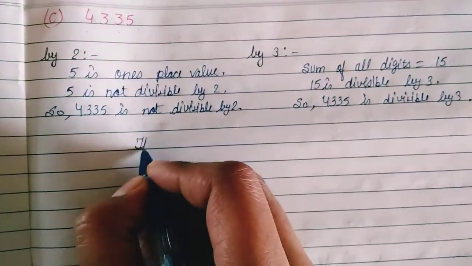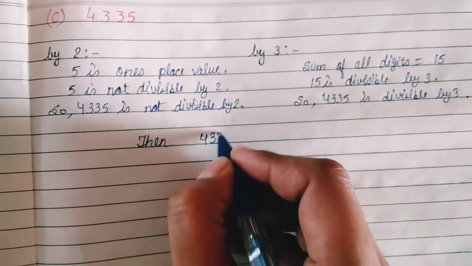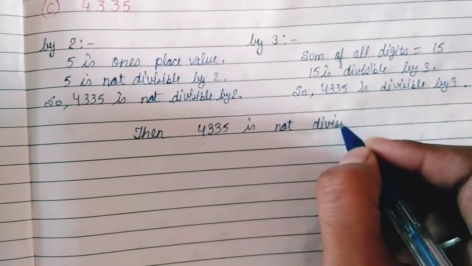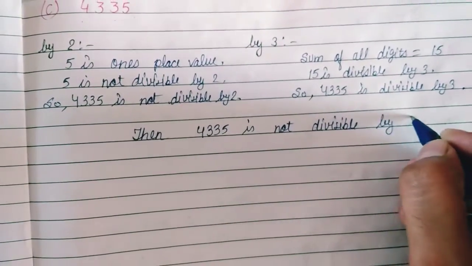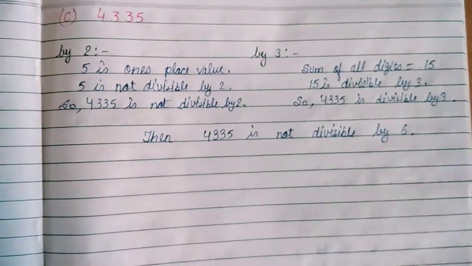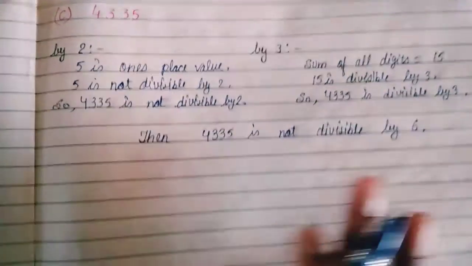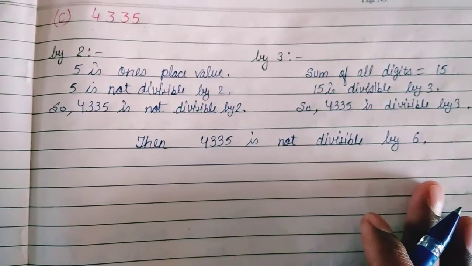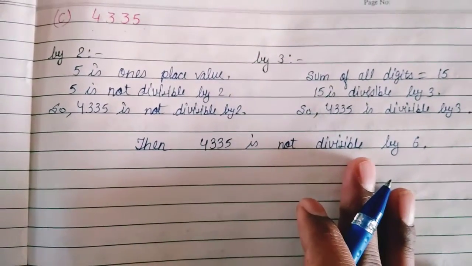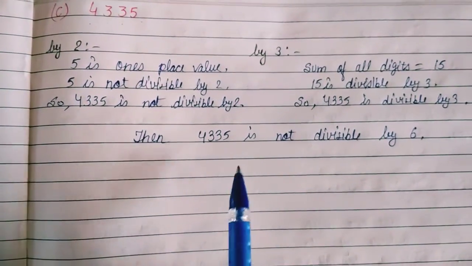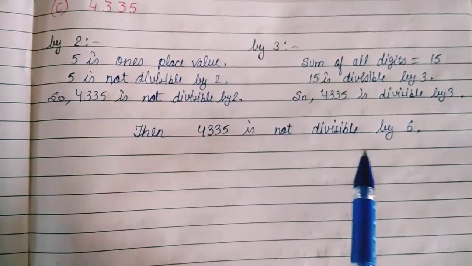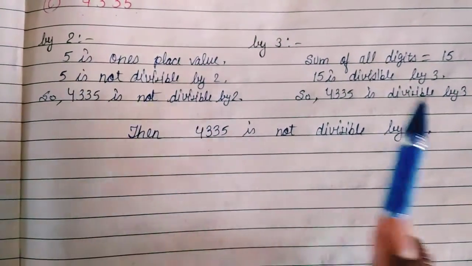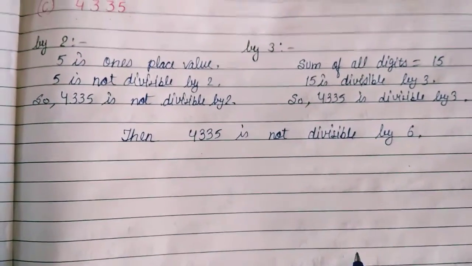Because of that we have to write here that 4335 is not divisible by 6. So here we see we need both conditions, from 2 and 3 both. Our number should be divisible by both. If any number is not divisible by one of them, like 4335, whatever the number is, that is not divisible by 6. We need our number to be divisible by 2 and 3 both. So the remaining solution is as follows.